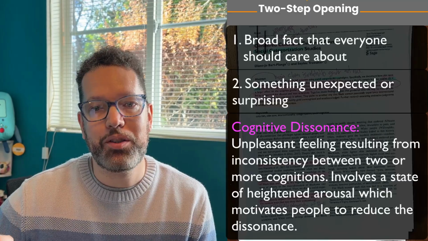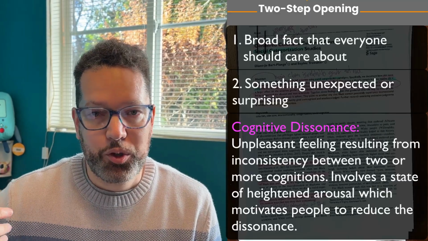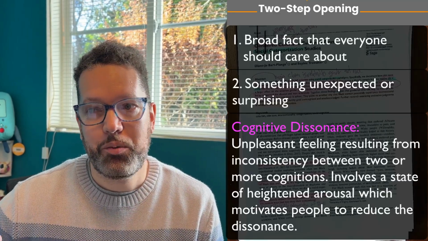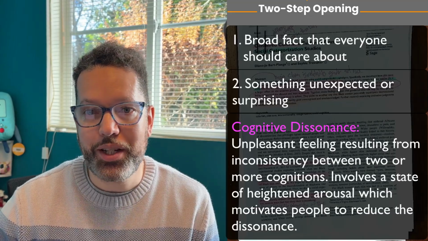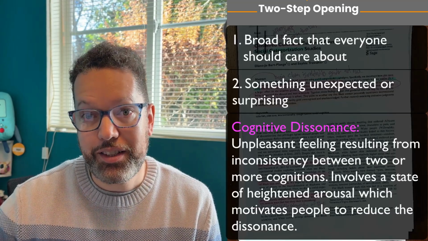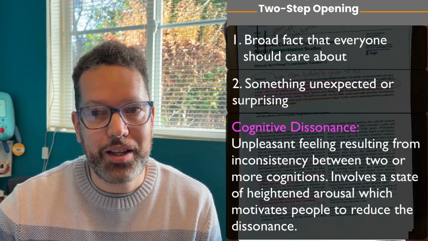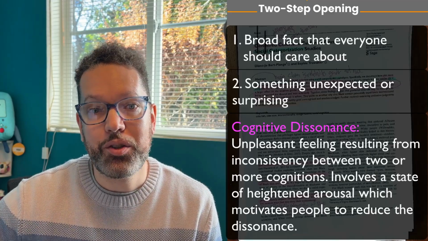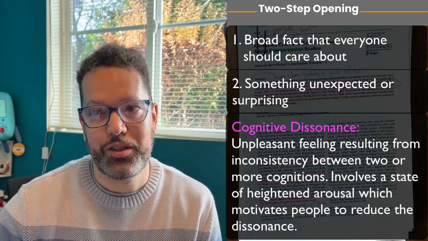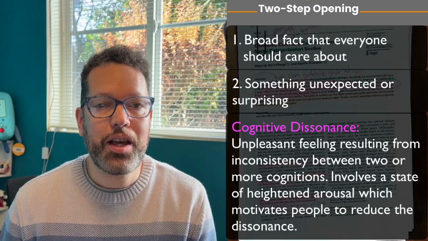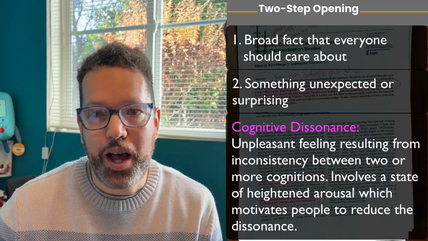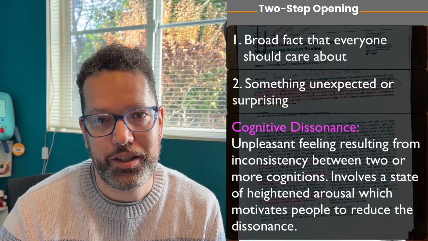So this is how we're going to persuade people via the central route to pay attention to our arguments. We're going to create that tension, that dissonance, that unexpectedness, that surprise, and they're going to want to read to understand why that's surprising. And to do that, we're going to look at 5 articles that use this technique.